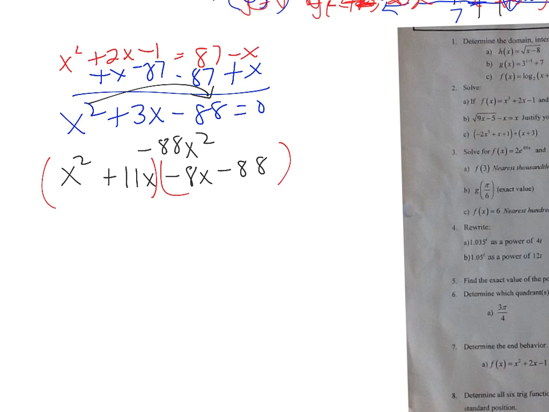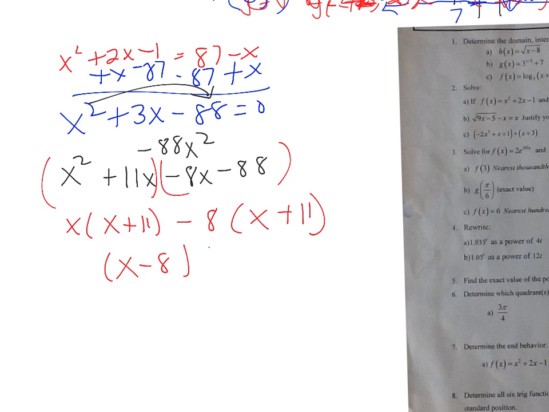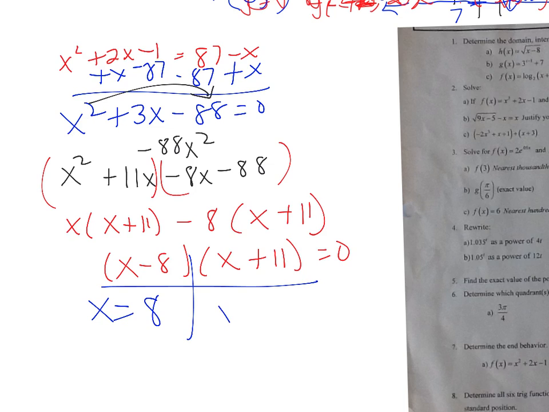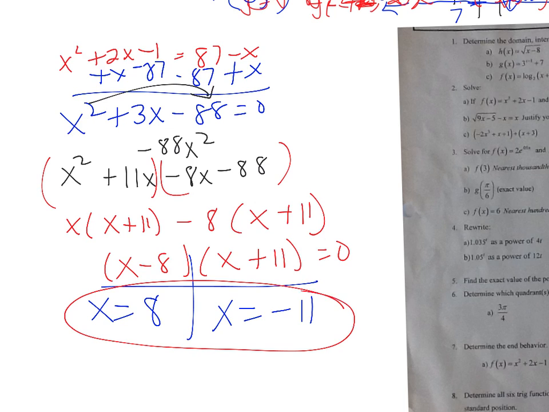Factor by grouping, GCF is x times x plus 11. GCF is negative 8 times x plus 11. So my factors are x minus 8 and x plus 11. And T-chart, we get x is equal to positive 8 and x is equal to negative 11. So that's all you have to do. You don't have to plug it in and find your y values because that's not what it's asking. It's asking when are my y values going to be equal. My y value is going to be equal when my x is 8 and my y is negative 11.